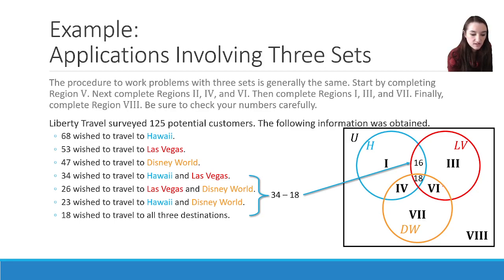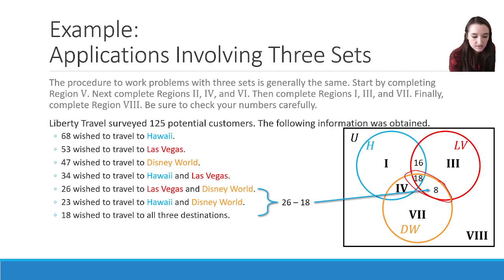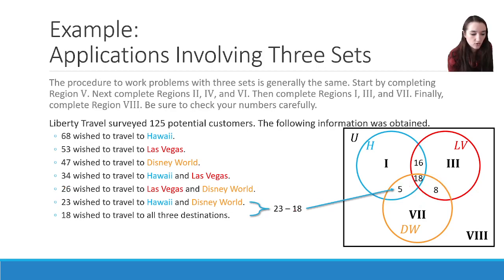Similarly, region 6 over here, we're taking the intersection between Disney World and Vegas, which is the 26, but we have already accounted for 18 people. So together, 26 minus 18 is 8. Once again, notice that 18 plus 8 is that total of 26. That's what you're looking for. And finally, region 4, we're going to take the 23 total in Hawaii and Disney World and remove the 18 once again that we've already accounted for. So that leaves us with 5. 5 plus 18 equals 23 total.